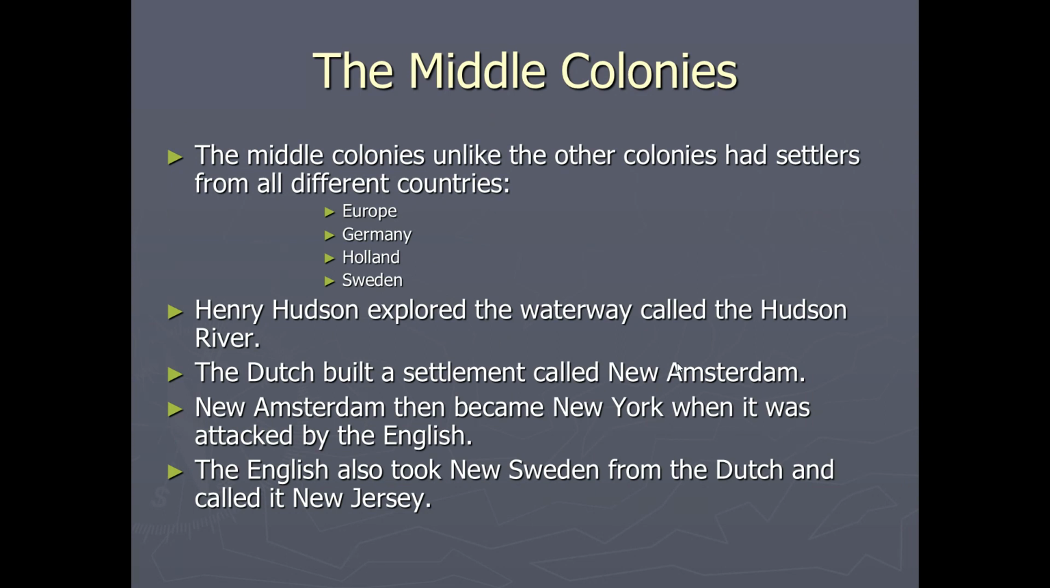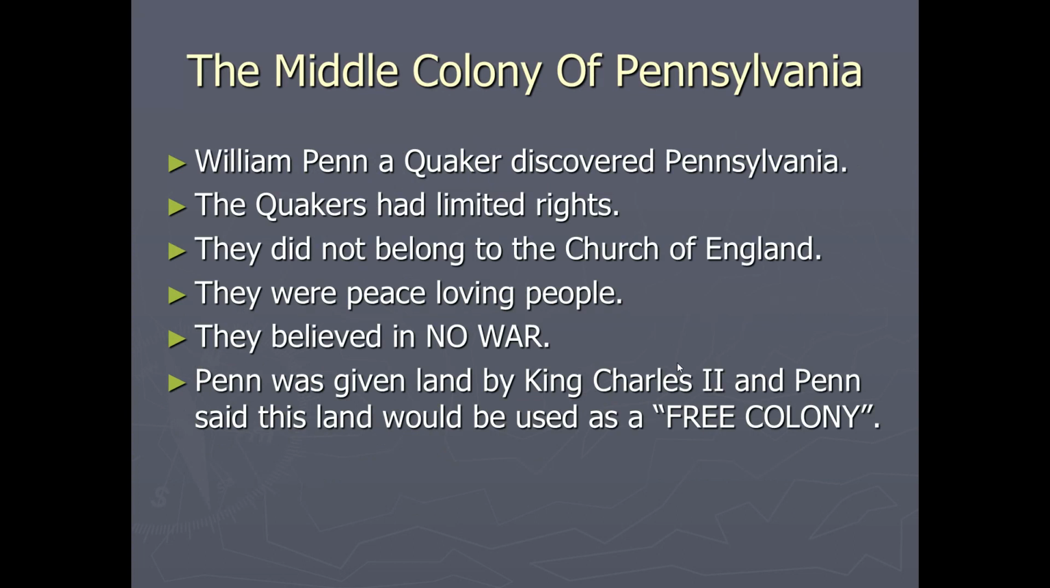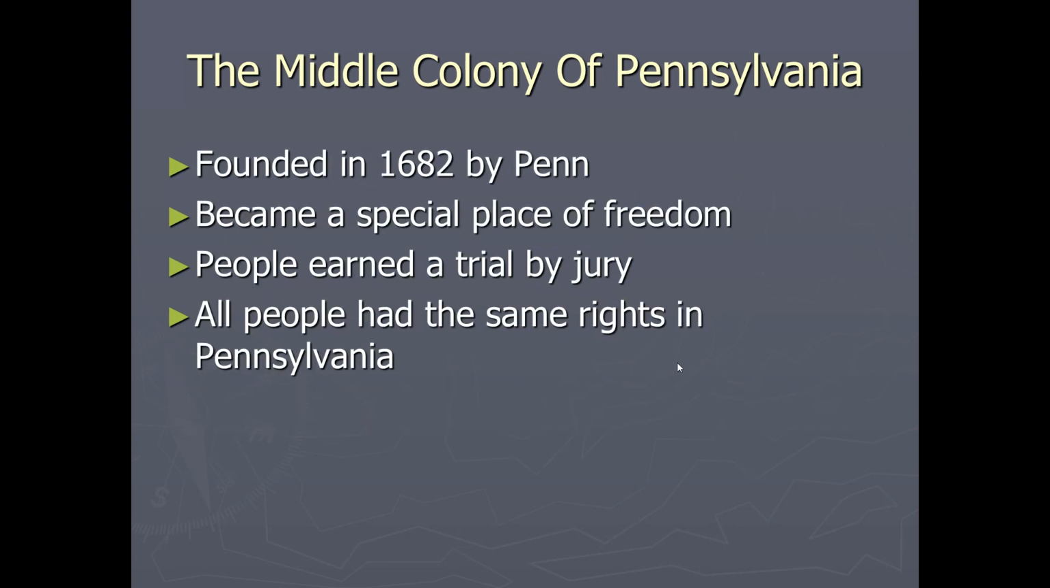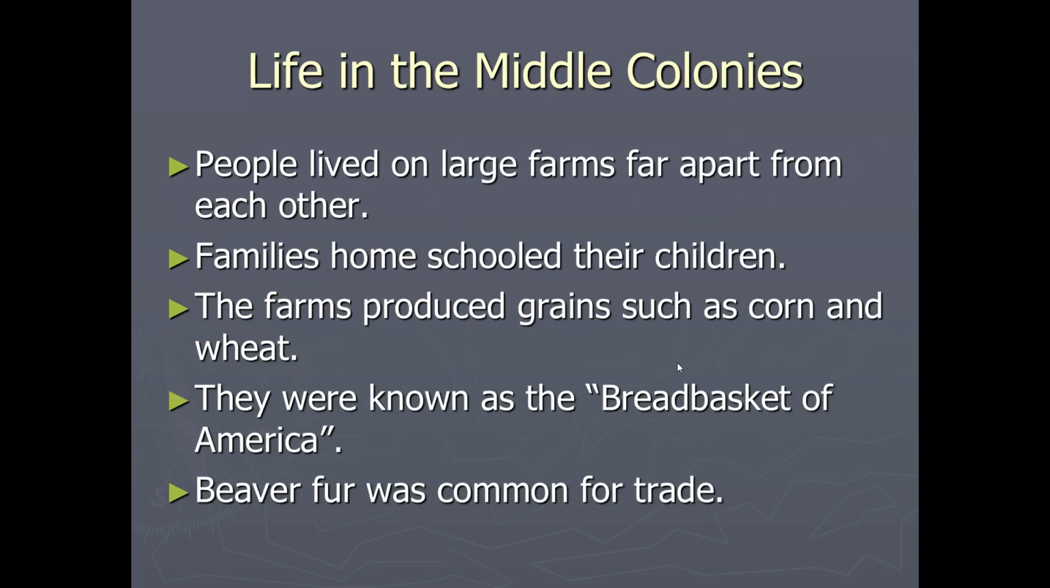You can see, we've already talked about the Dutch and how this used to be New Amsterdam before it became New York, and even Sweden had some input as far as the colonies. And then here's more about William Penn. William Penn was a Quaker who discovered Pennsylvania, and the Quakers had rights. They did not belong to the Church of England. They were peace-loving people, and they believed in no war. Here's more about Pennsylvania. They earned trial by jury, so a lot of these things you're going to see reflected in our Constitution.